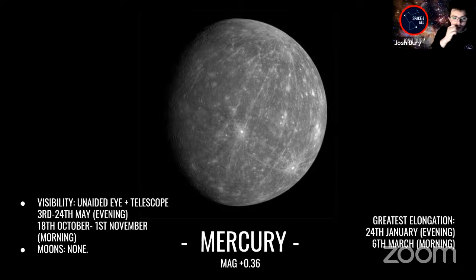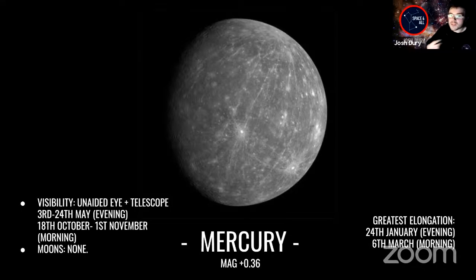So I'll just run you through a couple of those, in the sense that in order to observe the planet Mercury this time around, you want to be looking between the 3rd and the 24th of May. And this is when, during its orbit, it will appear during the evening hours, so just after sunset. However, between the 18th and the 1st of November, we'll be able to see this object in the morning skies.